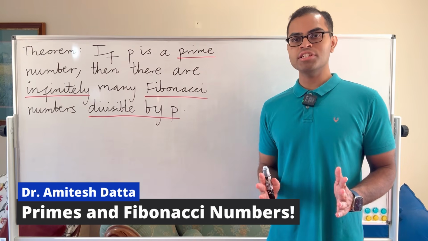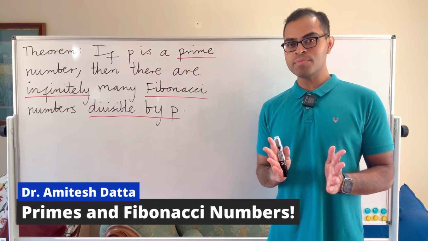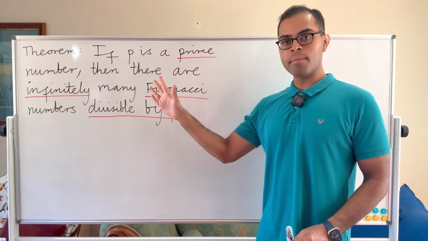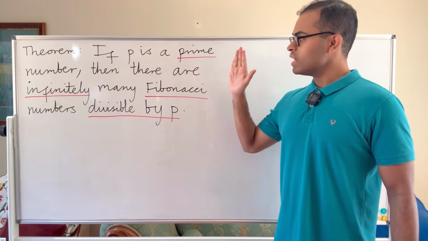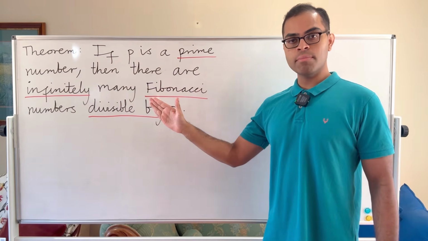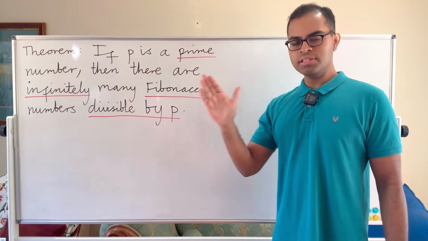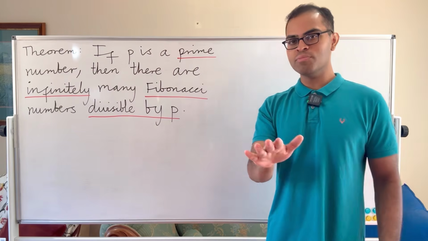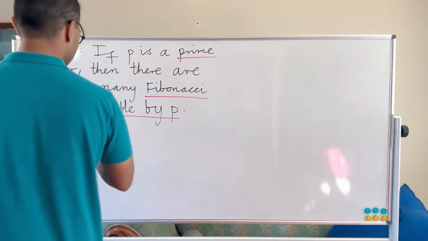I'm super excited to share with you my very first video on the Fibonacci numbers on my channel. So we're going to prove that if P is a prime number, doesn't matter what it is, then there are infinitely many Fibonacci numbers divisible by P. Okay, so this is going to be a very conceptual and elegant mathematical proof. It's going to be so beautiful. Use a lot of ideas to make it very nice.